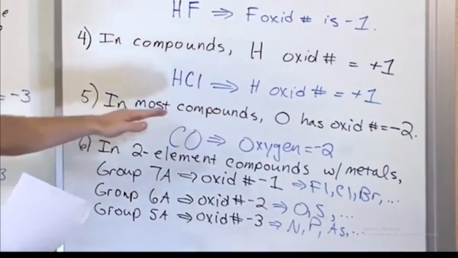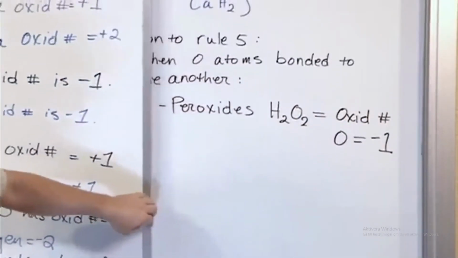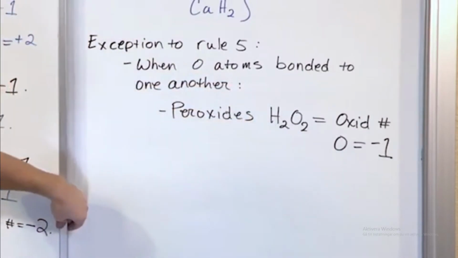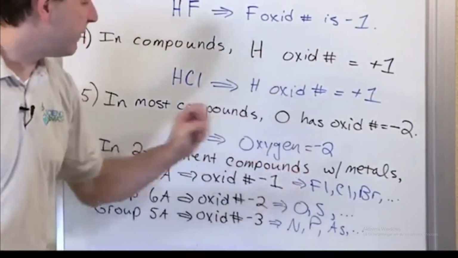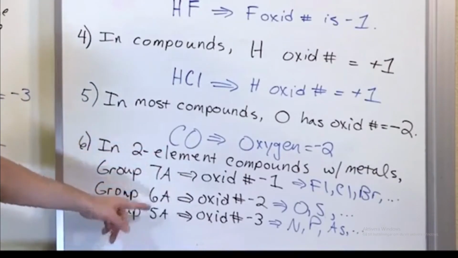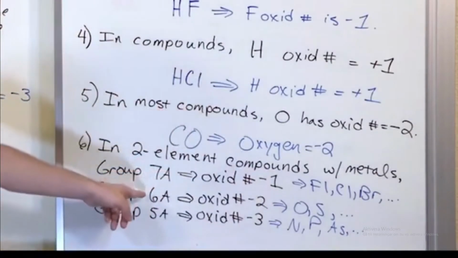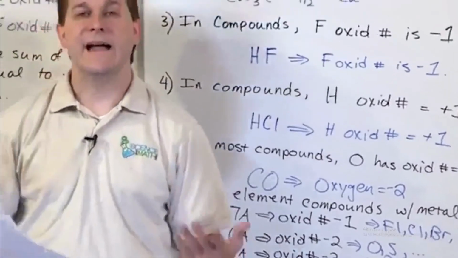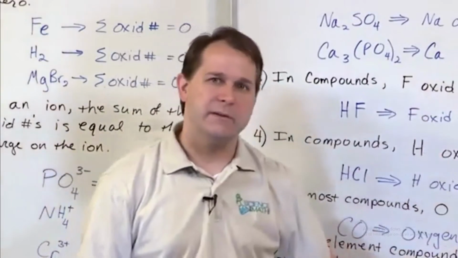Okay? And then we have oxygen. Oxygen is going to have an oxidation number of -2 unless oxygen is bonded to itself like in a peroxide, and then the oxidation number is -1. And then finally, in two-element compounds with metals, the things on the right-hand side of the periodic table, column 7, 6, and 5, are going to behave like you would expect. The column 7 guys are going to have charge -1. The column 6 guys are going to have charge -2. The column 5 guys are going to have charge -3. That's what we actually learned a long time ago. But notice that this is at the very bottom of the list.